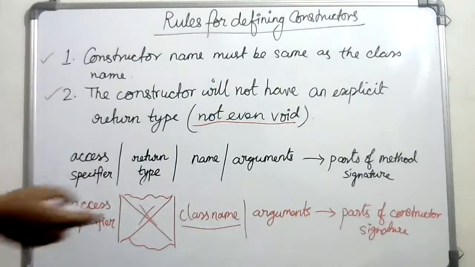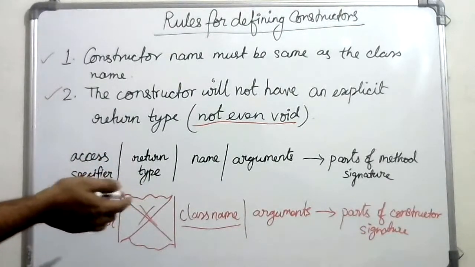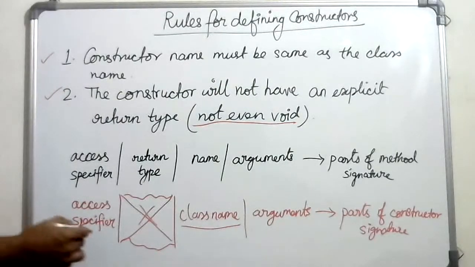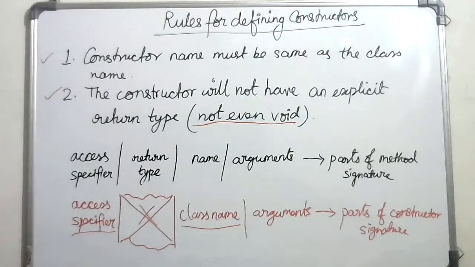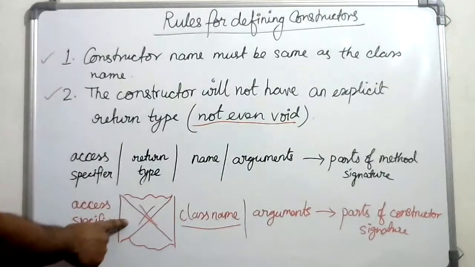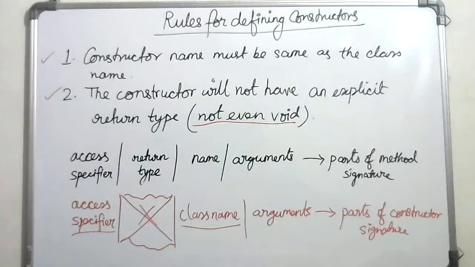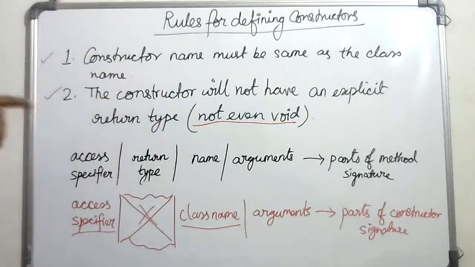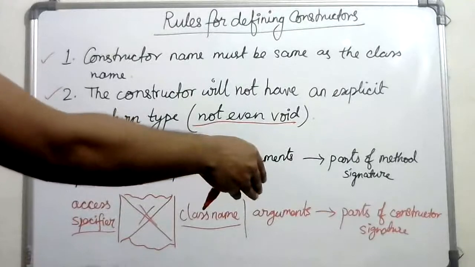So the name must be the exact same as that of the class name. It is permitted to have certain access specifiers. There are certain rules; I'll be talking about that later. It does not have a return type, never has a return type. A constructor never will have a return type. It will have a name, but the name will be the same as that of the class name. And it might or might not take arguments.